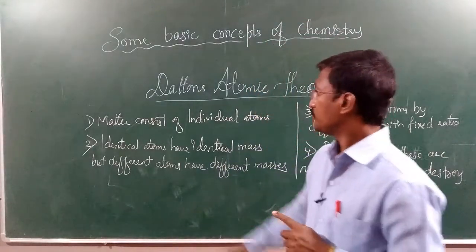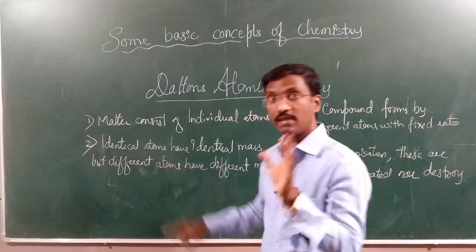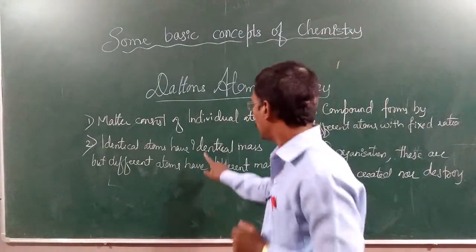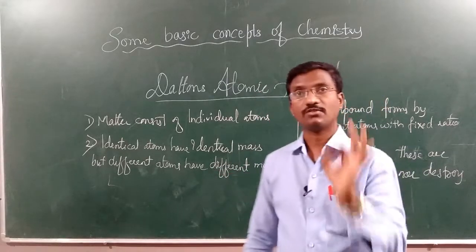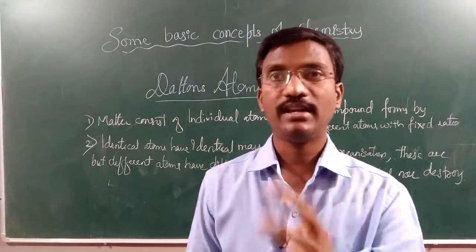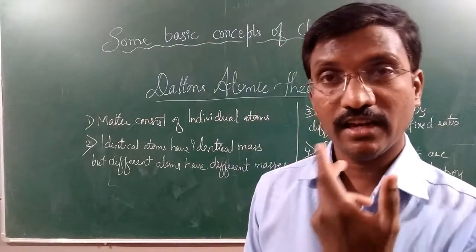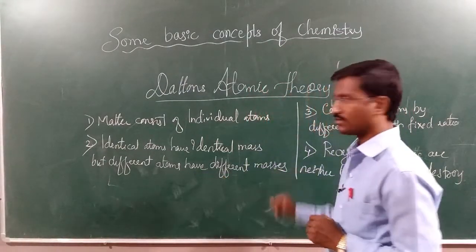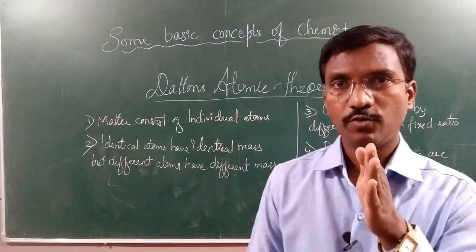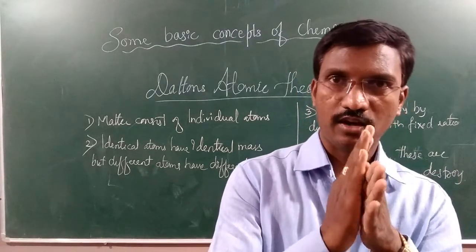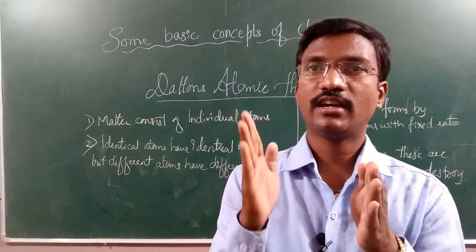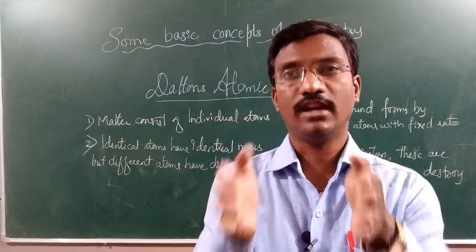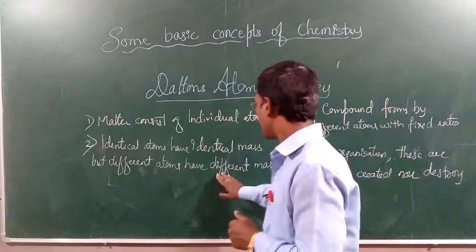So identical atoms means the same atoms. If you take oxygen, wherever it is, it has the identical mass. The mass of the oxygen remains the same, whether it is individual or in any other compound. Similarly, different atoms have different masses. Hydrogen is the same everywhere, oxygen is the same everywhere, but comparing hydrogen and oxygen, these two are different and have different masses.